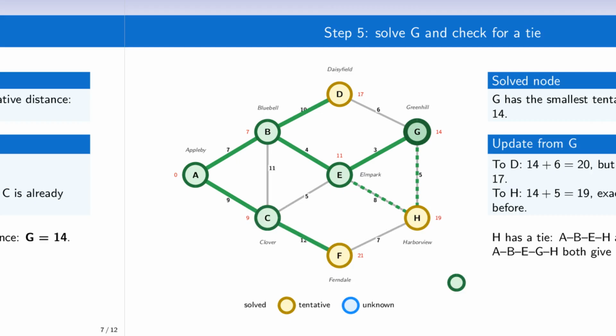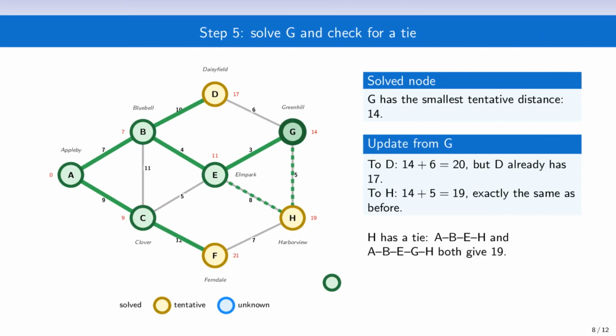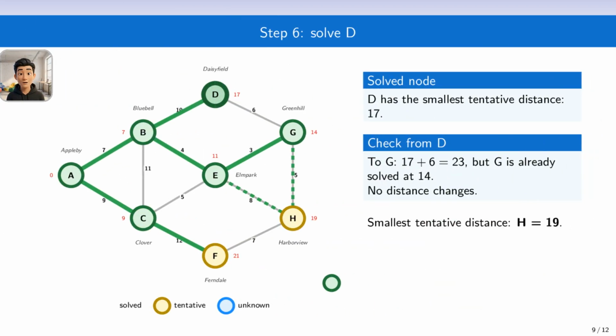C is already solved. Step 5, we solve town G. We check its neighbors D and H. We find a tie for H, as two different paths both result in a distance of 19. For step 6, we solve town D. Checking from D, we see that no distances to its neighbors change, as they already have shorter paths.